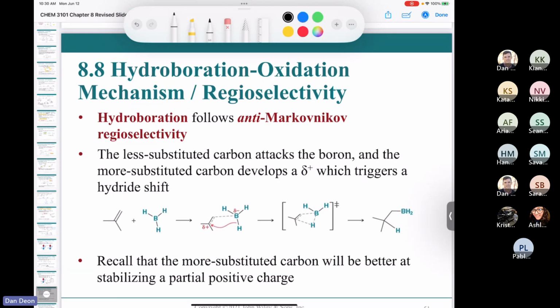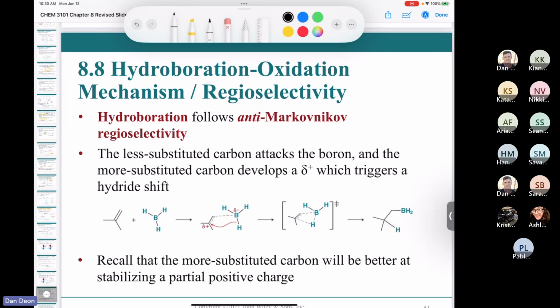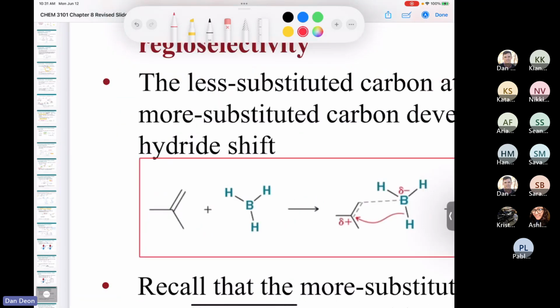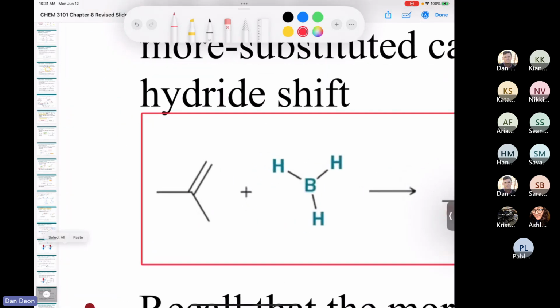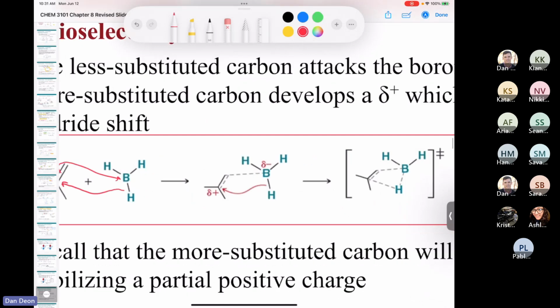Now, why do we get anti-Markovnikov addition? Well, the real reason is shown right here. If you're wondering what the answer is, there's kind of a double answer, really. When you have the initial reaction between borane and the double bond, you end up adding a hydrogen to the more substituted carbon, and then the boron gets attached to the less substituted carbon. You can see why that would be.